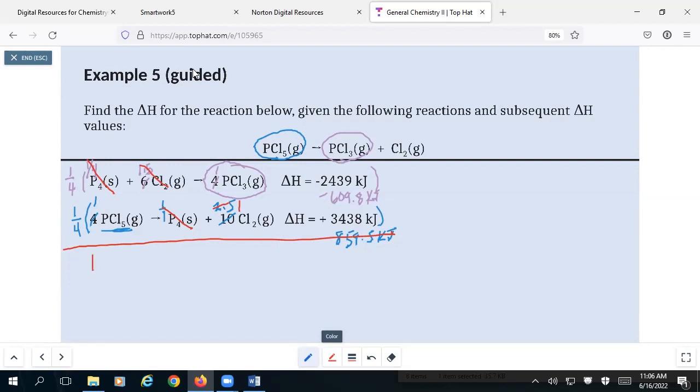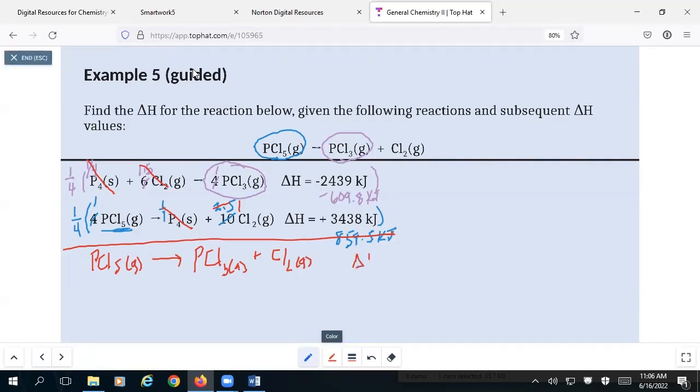The net reaction: PCl5 in the gas phase. Everything else on the reactant side is canceled out. It is equivalent to PCl3 in the gas phase on the product side and 1 chlorine in the gas phase as well. This equation in red matches the equation I'm supposed to get. So we've done Hess's law correctly from a reaction standpoint.